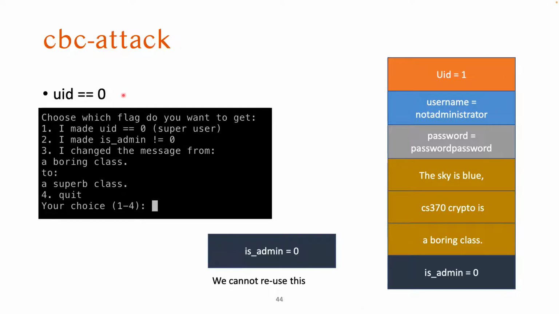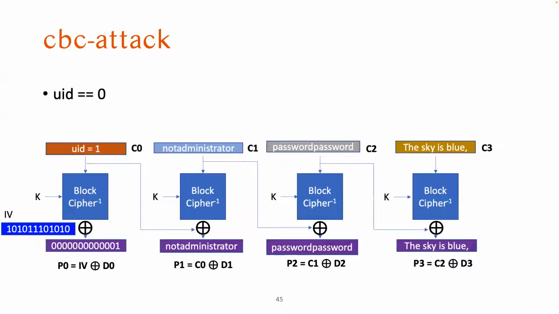To make the UID 0, you want to replace this one. Previously, we just copied all the blocks from here to there, but that only works for ECB. For CBC, it will never work, because even if we switch the blocks, it will decrypt to totally different numbers. So I will show you how we can attack it and change the UID.